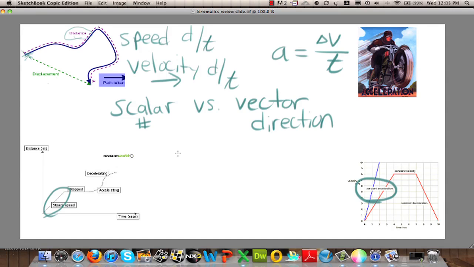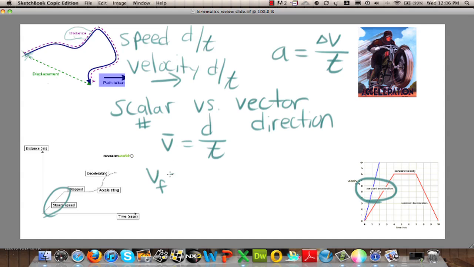Now, our final review of kinematics had the equations. And we started with our very simple one. Average velocity is total distance over time, or total displacement over time. Then we went into our acceleration equations. So you don't use this equation if you're accelerating. You need to use an acceleration equation.